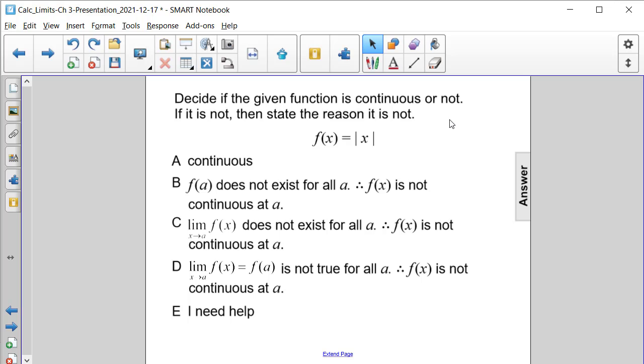Decide if the given function is continuous or not. If it is not, then state the reason it is not continuous. We have f of x is equal to the absolute value of x. So let's actually examine our absolute value function, and we'll start by graphing it.